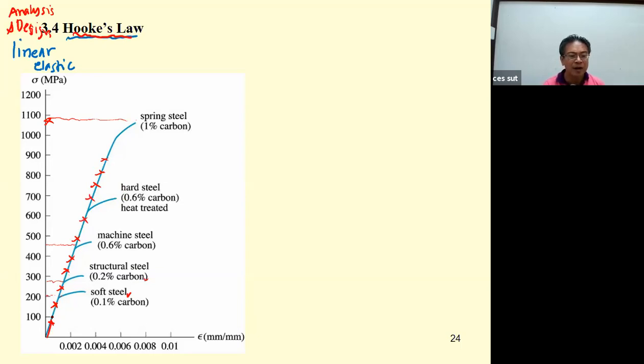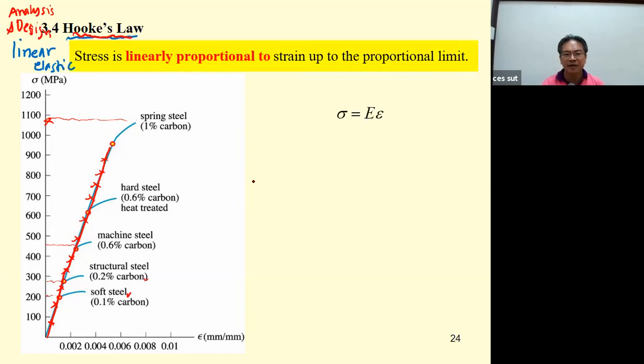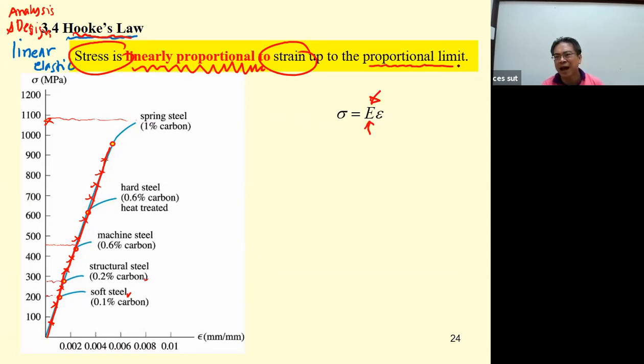Okay, and within this region of the linear elastic behavior, we may write the equation of sigma equal to modulus of elasticity times strain. And this modulus of elasticity is the factor that stays proportional to the strain. It is based on this theory. This one can be used up to the point of proportional limit. And I did say to you, the proportional limit is very close to the yielding stress.